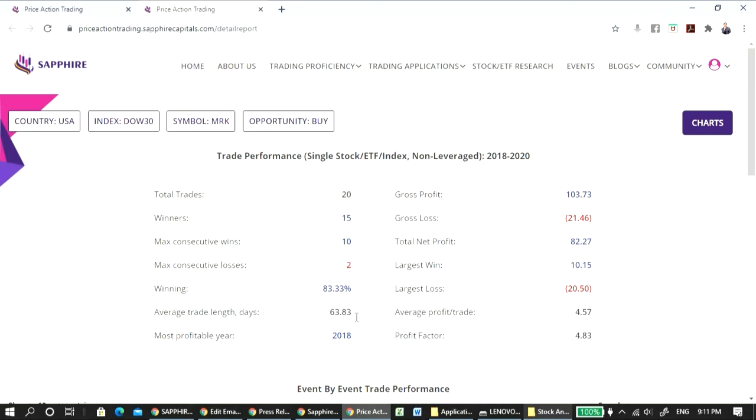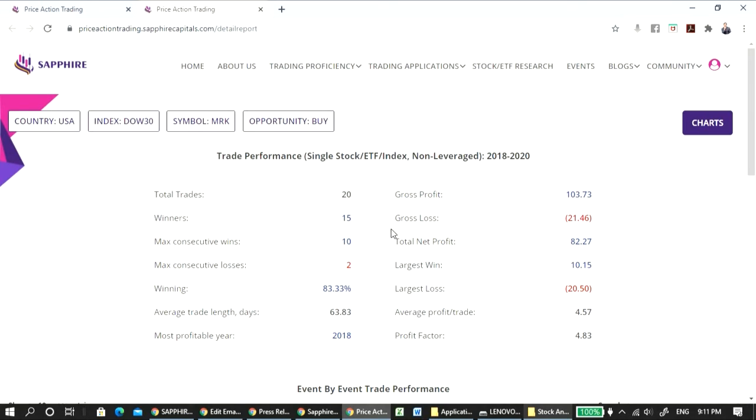Average length of trades is 63 days. Most profitable year was 2018. And here are the other vital statistics. So gross profit is $103 for a single stock. Gross loss was this. Net profit, largest win, largest loss. Average profit per trade is $4.57, and profit factor is 4.83, which is very interesting. And as you know, profit factor is basically a quotient of gross profit to gross loss. So if you divide 103.73 by 21.46, you'll get this figure. That gives you an idea of the reward risk ratio.